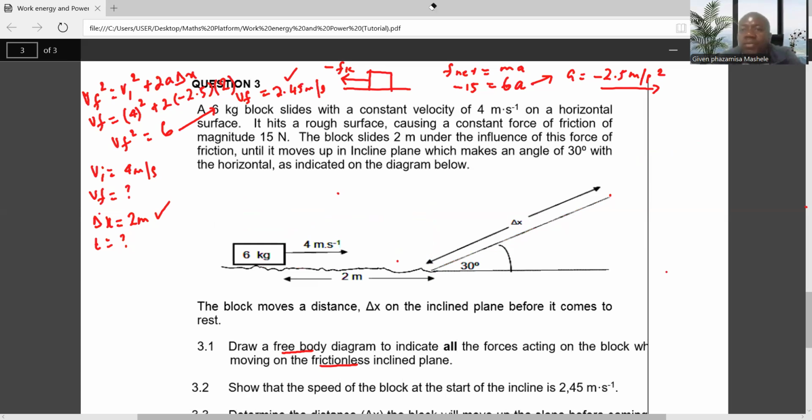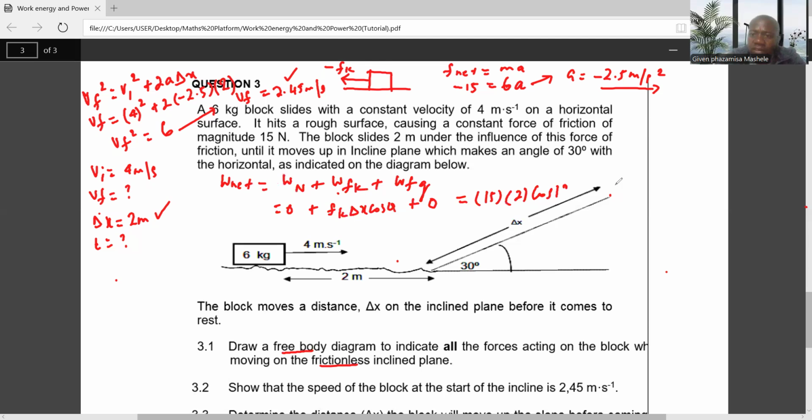Because if you're using the work energy theorem, we're going to say the net work is the work done by normal plus the work done by friction plus the work done by FG. This is not doing any work. This is the only one which is doing work here. So it's also not doing any work. So you see that the friction will be 15. Delta X will be 2, cos 180. So it will be how much? Negative 30 joules.